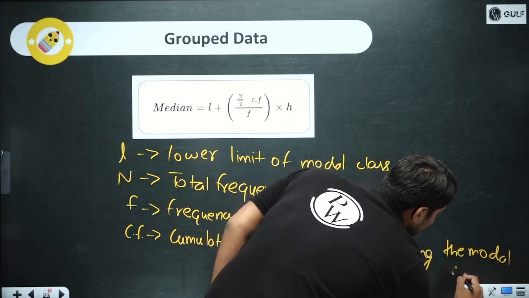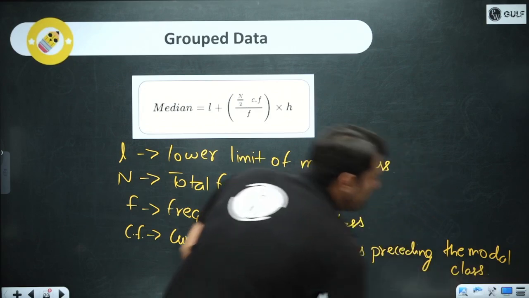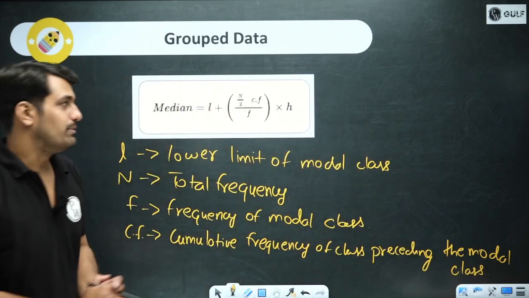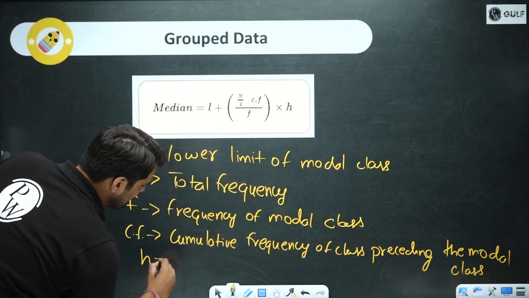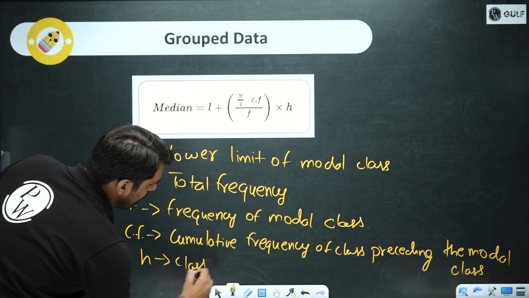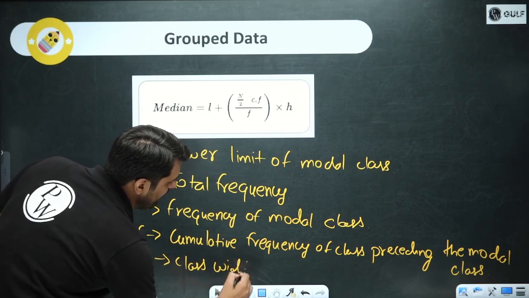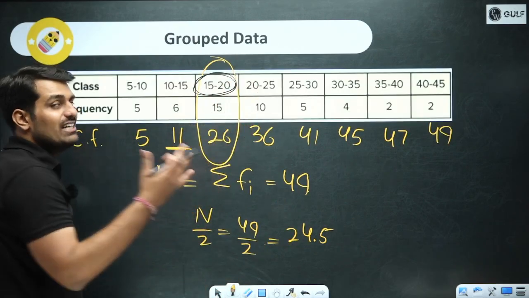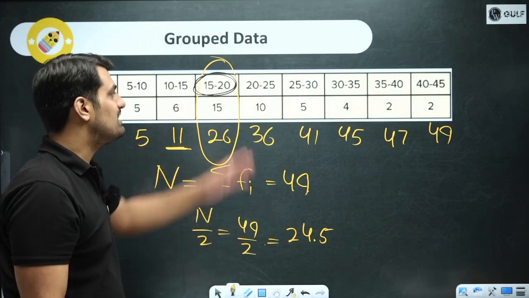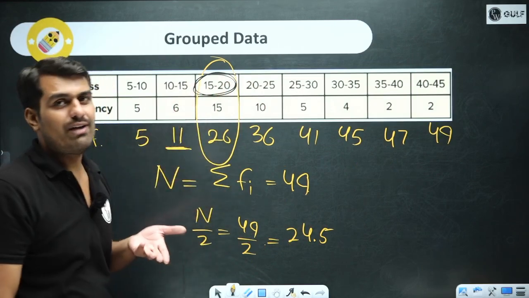Very long explanation, sir, but the answer is going to be very simple. So each and everything done. H I have already explained. H is the class width. In this case, we are having 15 to 20, 20 to 25. Each and every case we are having 5. So class width is upper limit minus lower limit, 5. So H value is 5.